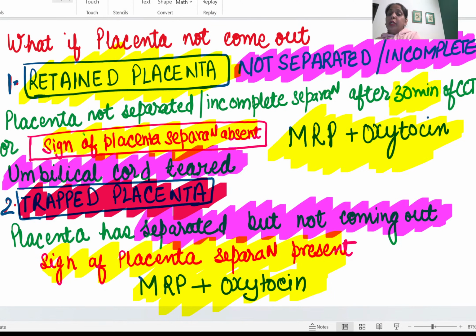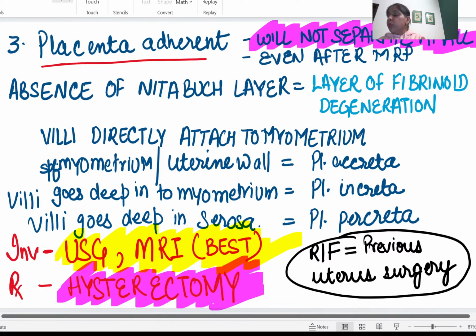So these are two different problems. If the placenta has not come out even after controlled cord traction, number one is retained, that is the placenta has not separated. If it has separated but not coming out, then it is trapped. The treatment of both is manual removal of placenta. It's quite simple. All these things you are going to do in the first year or internship, on the very first day of your ob-gyn duties. These are the things on which questions are often asked.